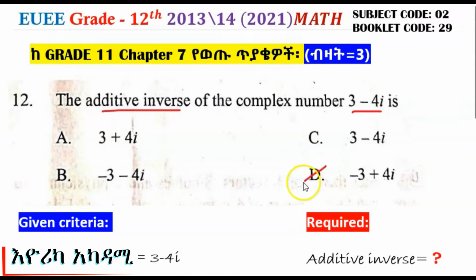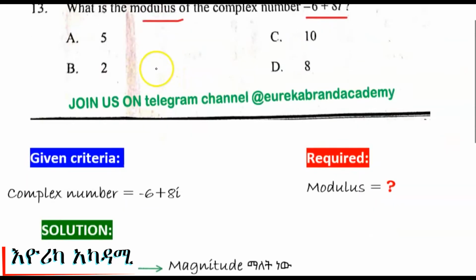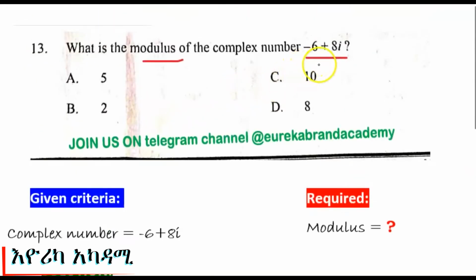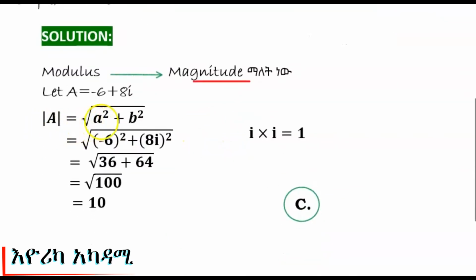So for question number 12, the answer will be D. Okay, next is the 13th question. What is the modulus of the complex number -6 plus 8i? Okay, we want the modulus. We have the complex number -6 plus 8i. Modulus, as we know, means magnitude, which we find using radical a square plus b square.